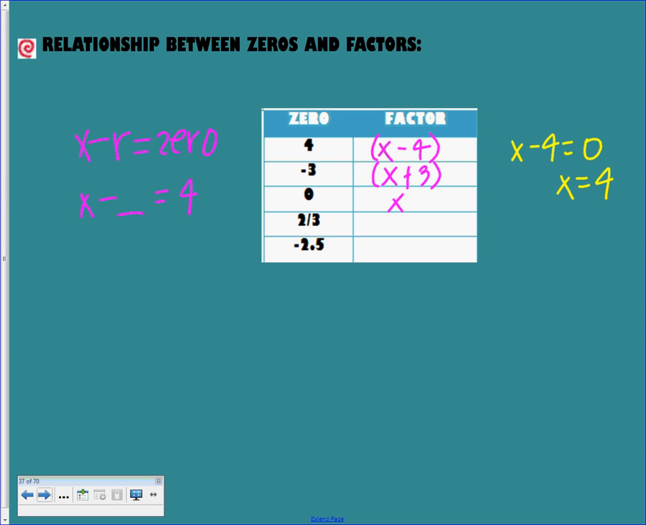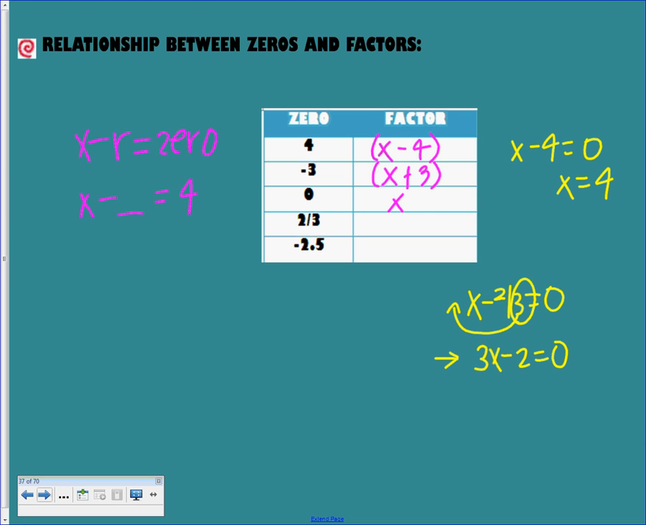Now the next one, hopefully if you're following the pattern, that would be x minus 2/3 equals 0. However, when we write our factors, we never have a fraction in here. So what you're going to want to do is kind of rearrange this. So that becomes 3x minus 2 equals 0. So how did I do that? I took my denominator and I moved it out front. Now you're like, how does that work?